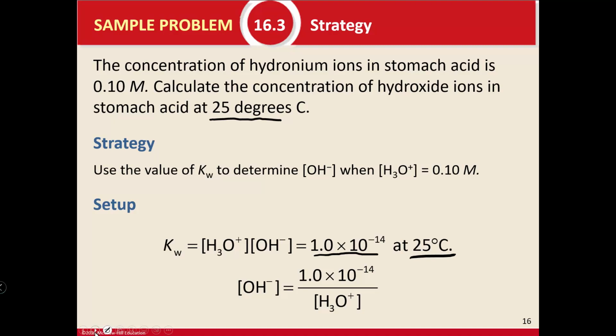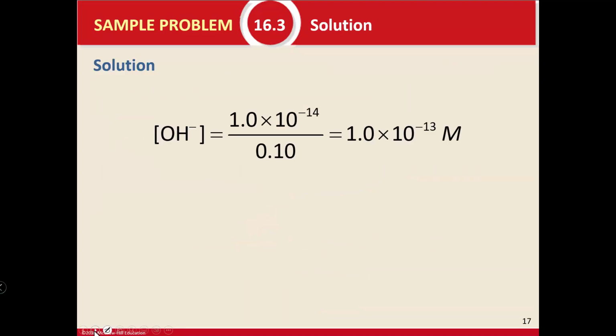So these are easy problems too. You know the hydronium ion concentration. You're asked to solve for the hydroxide ion concentration. So you divide both sides by the hydronium ion concentration to get the hydroxide by itself. You plug in the hydronium ion concentration, the 0.10 molar, in the denominator there. And we get 1 times 10 to the negative 13th molar for the hydroxide ion concentration. Again, really simple problem. Everything I hope that we've done so far in this chapter is like, oh yeah, this isn't too bad.